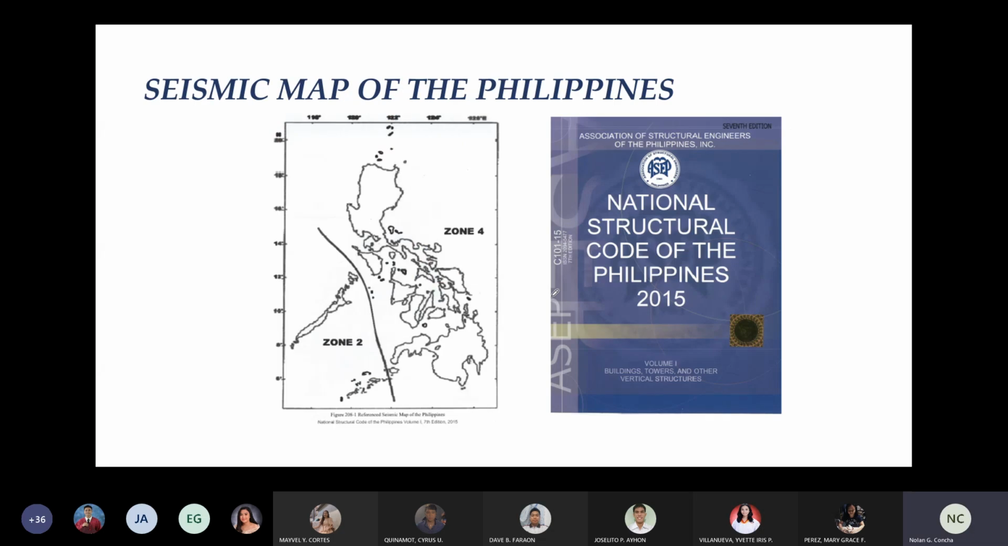And also we have 2 zones in our country, zone 2 and zone 4. Sa Palawan kasi iba yung plate. Ibang plate siya kumpara dito sa other provinces. So sa zone 4 medyo mataas-taas ang seismicity diyan kumpara sa zone 2. Kaya mas malalaki ang loadings ng earthquake pagdating sa zone 4 kaysa sa zone 2. Anyway, matututunan niyo lahat yan pagdating niyo sa earthquake engineering.